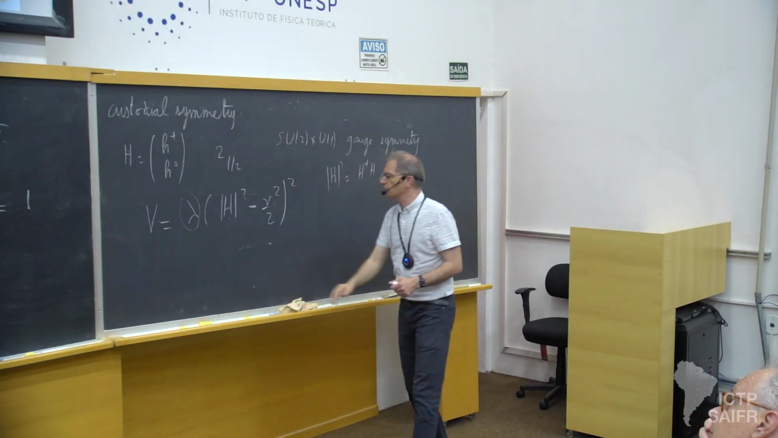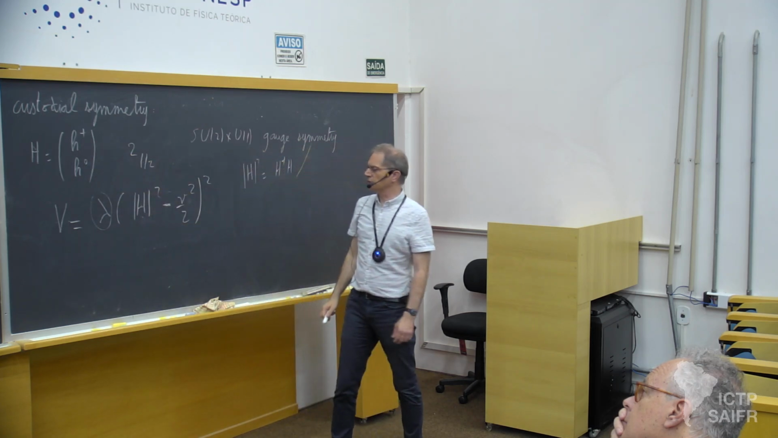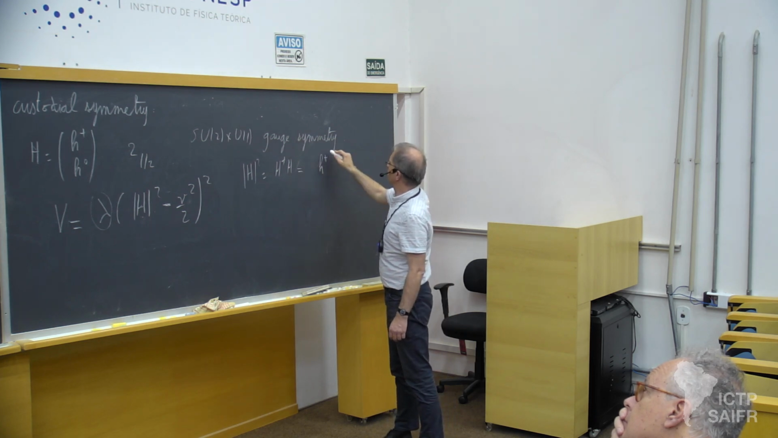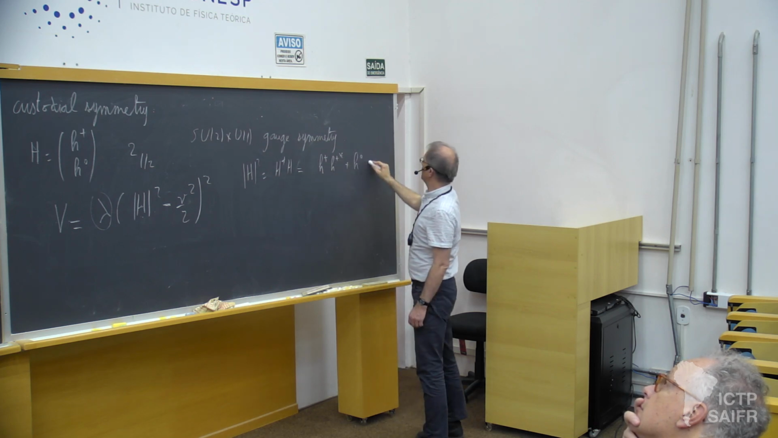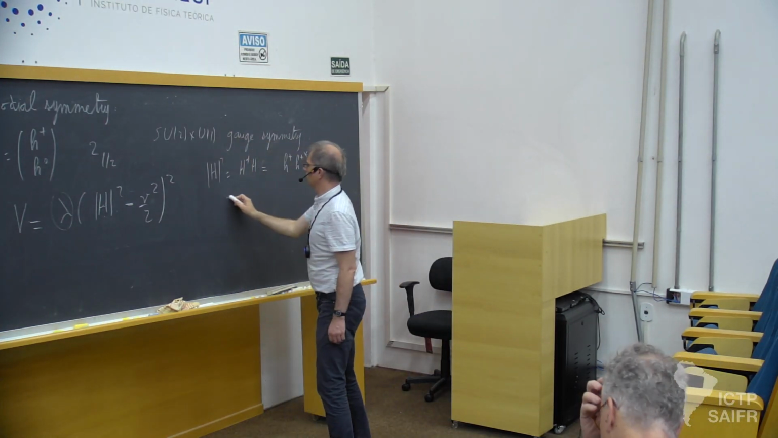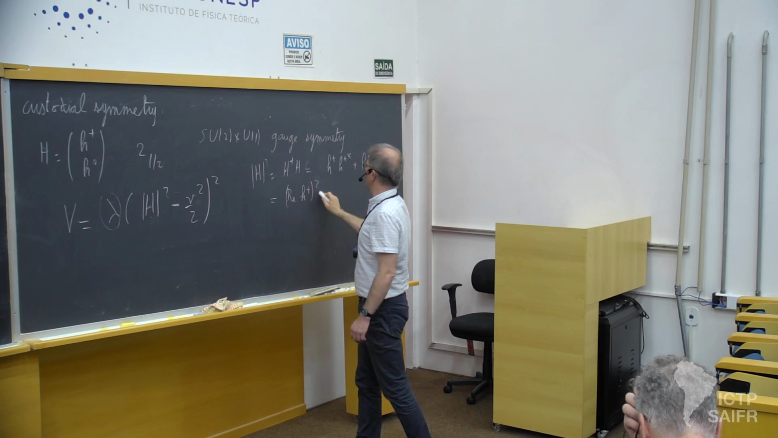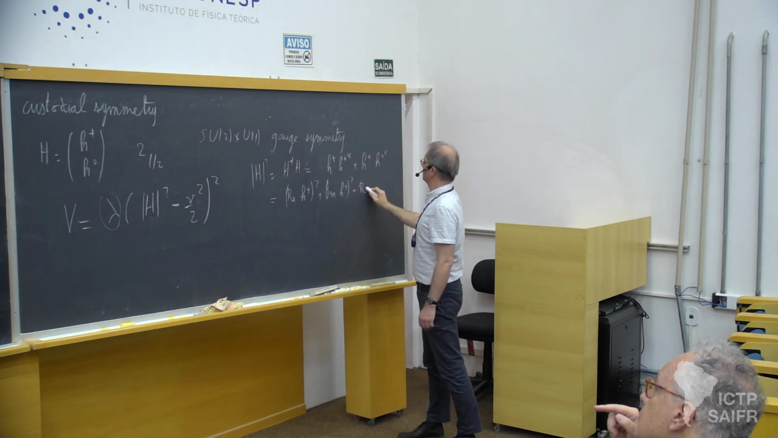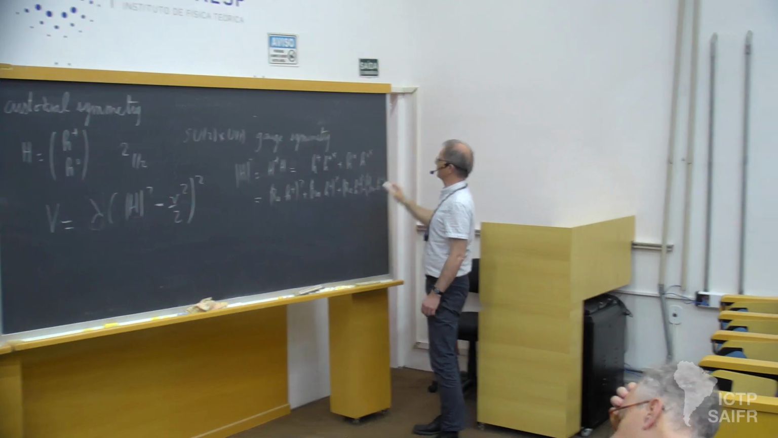There is maybe the pedestrian way. The pedestrian way is just simply to write this potential in terms of the components of the H doublet. So |H|^2, right? What is it? It's simply H+ H+ complex conjugate plus H0 H0 complex conjugate. And now if you write H+, you separate the real part and the imaginary part. It will be the real part of H+ squared plus the imaginary part of H+ squared plus the real part of H0 squared plus the imaginary part of H0 squared, right?